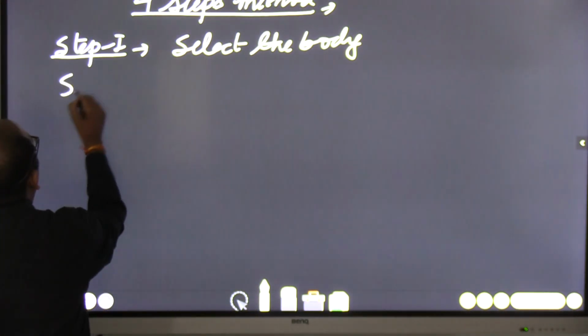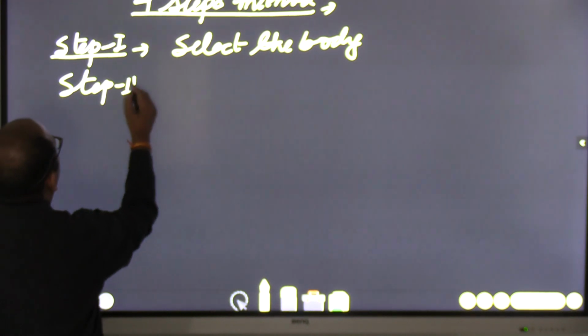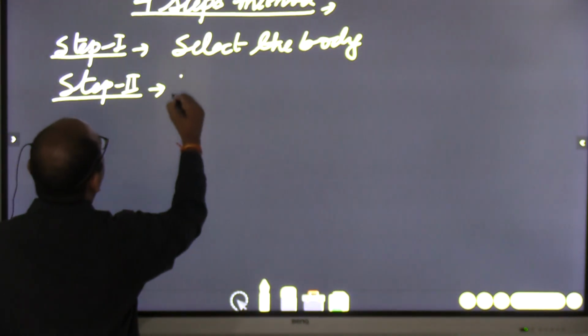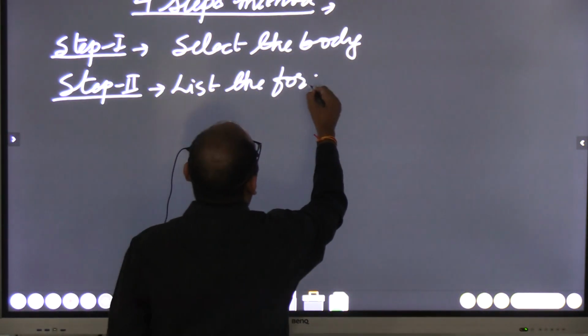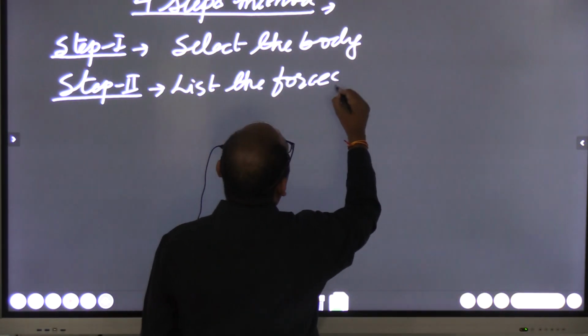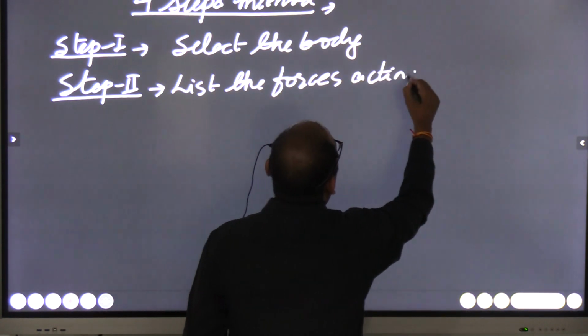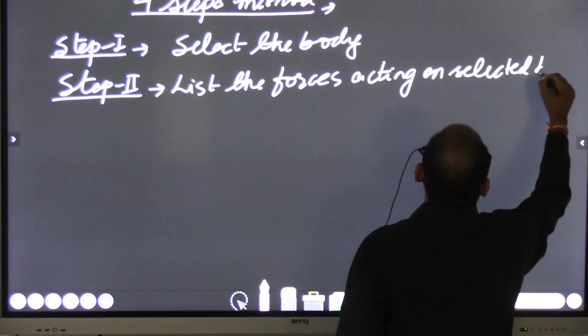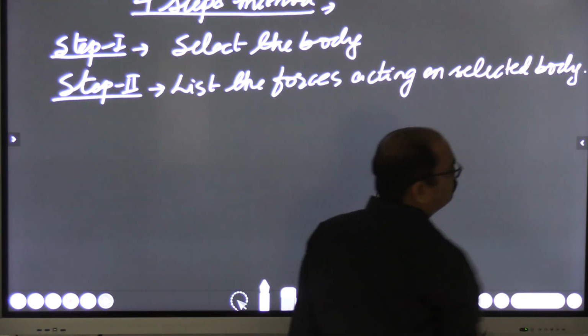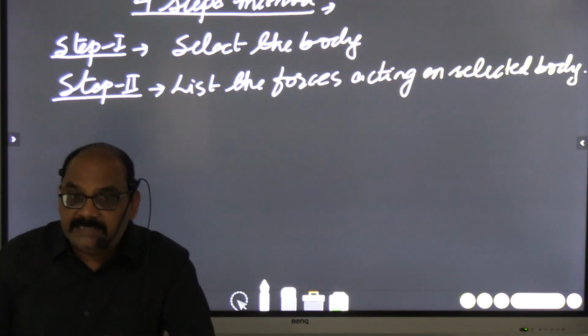Step number 2, list the forces acting on the selected body. So the body is m1. Suppose the body is m1.